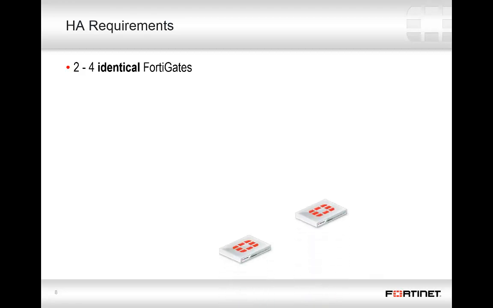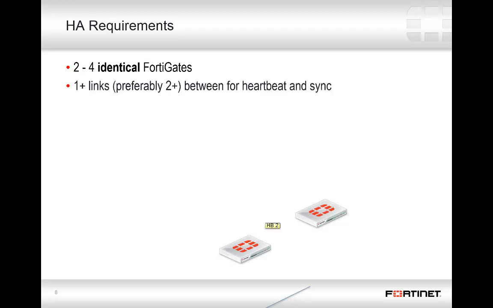FortiGate HA requires at least 2 but up to 4 FortiGates with the same firmware, hardware model, VM license, hard drive capacity and partitions, operating mode, transparent or NAT, and VDOMs.